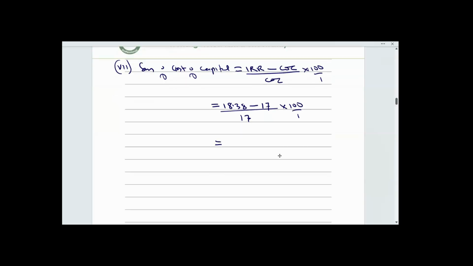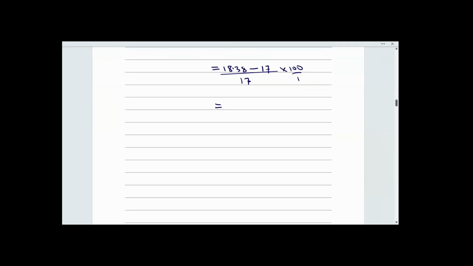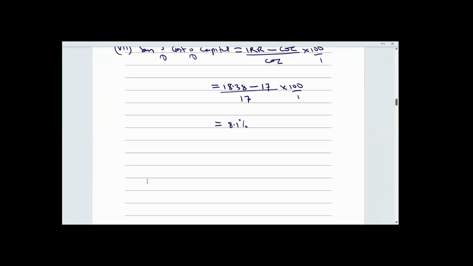multiplied by 100 over 1. So this will give us 18.38 minus 17, that's 1.38, divided by 17. Then multiply by 100%. 8.1%. 8.1% is our sensitivity margin of cost of capital.